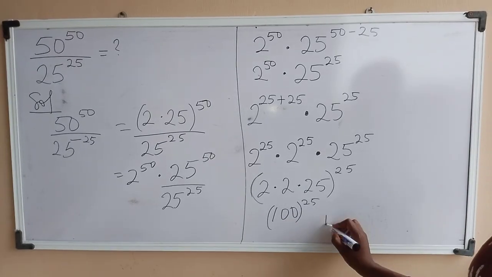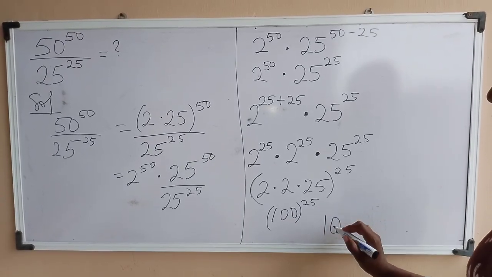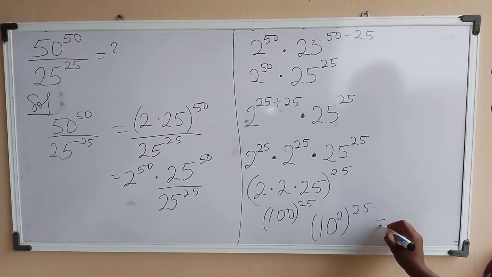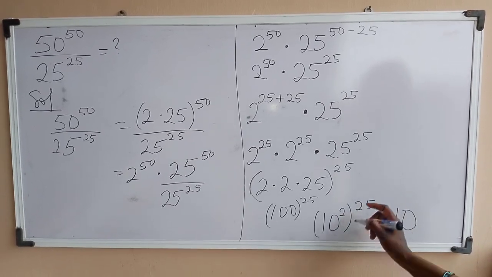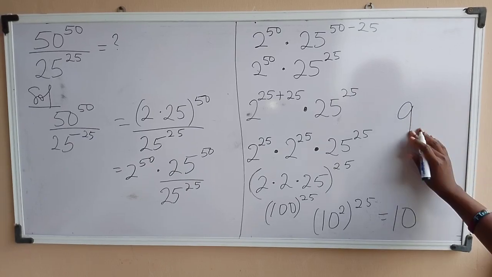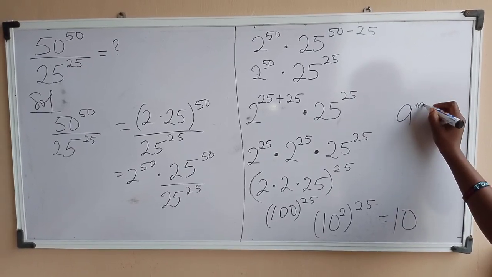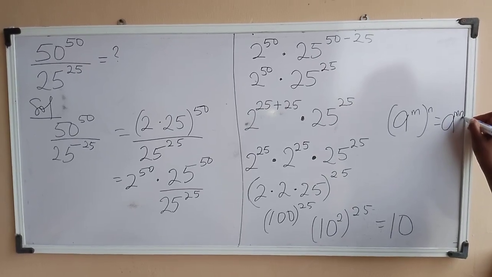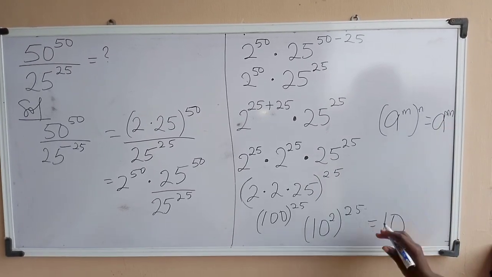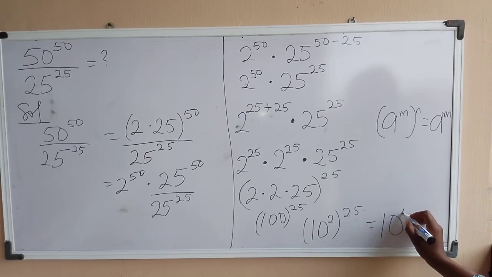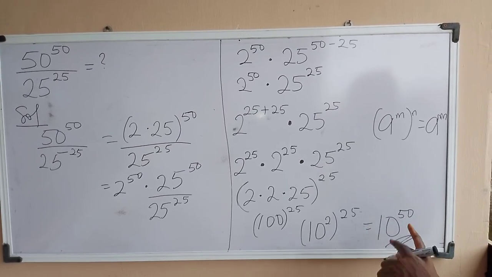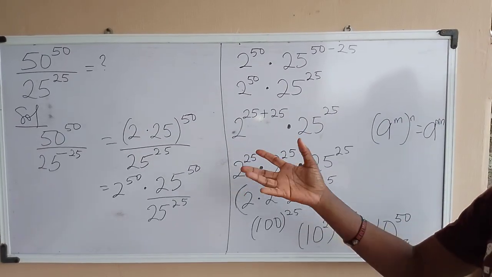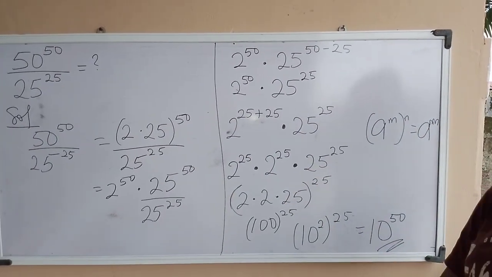Remember, 100 again, we can also take it to tens. That will give us this. And then when we multiply, law of indices, when we have a to the m, all to the n, it is the same thing as a to the m times n. Can you see that? So the same thing we're going to do here, 2 times 25 to give us 50. So can you see that the answers we got in method 1 and method 2 are the same, even if the steps are not really the same?